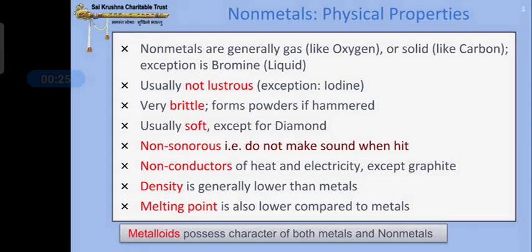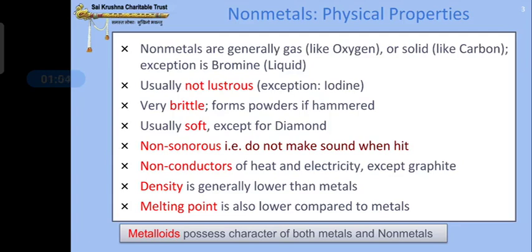The physical properties of non-metals are: non-metals are generally gases like oxygen or solids like carbon. The exception is bromine, which is a liquid. Generally they are gases. The second point is they are usually not lustrous. Lustrous means having shining properties. Non-metals usually do not have luster. The exception is iodine. Only iodine is a non-metal which has the lustrous property.